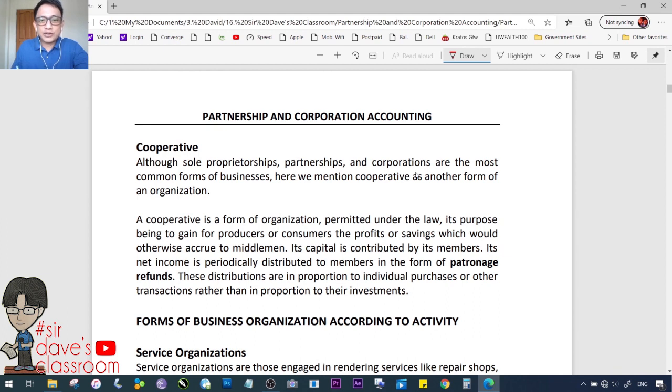Although sole, partnership, and corporations are the most common forms of businesses, here we mention cooperative as another form of an organization. So, malamang nadidinig-dinig mo na rin yung cooperative. Tama? It's a form of an organization permitted under the law. Its purpose being to gain for producers or consumers the profits or savings which would otherwise accrue to middlemen. Its capital is contributed by its members. Its net income is periodically distributed to members in the form of patronage refunds. These distributions are in proportion to individual purchases or other transactions rather than in proportion to their investments.